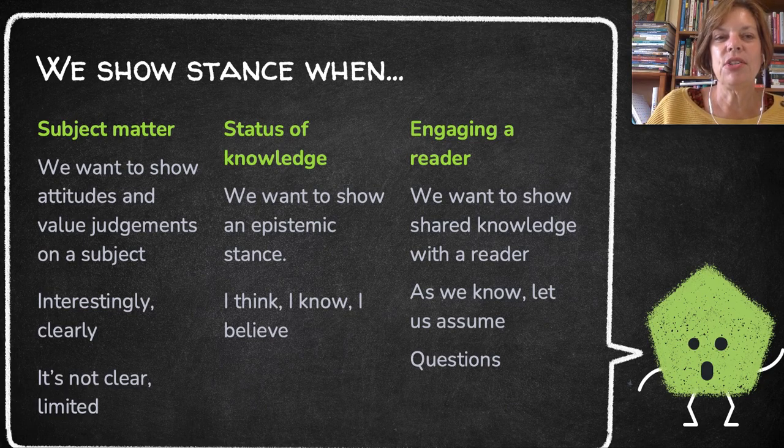So we want to show stance in our writing around things like our subject matter, when we want to show our attitude or value judgments on a subject. So in writing we might say, interestingly, Jones argues, or clearly Jones suggests this, or in the negative sense, Jones's argument is limited, or it's not clear how Jones will accommodate this aspect of this argument.